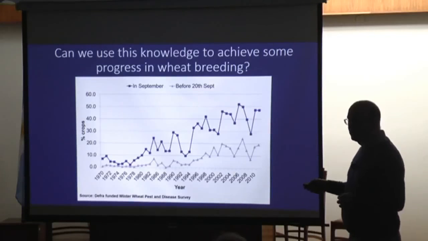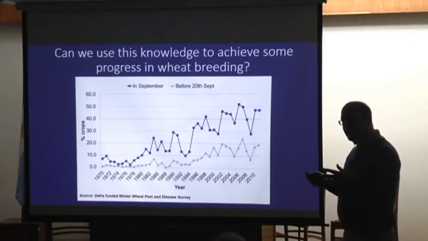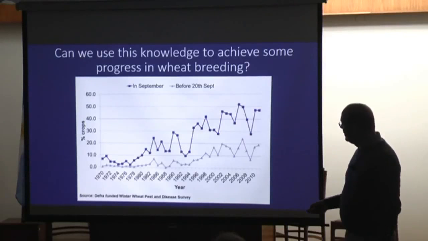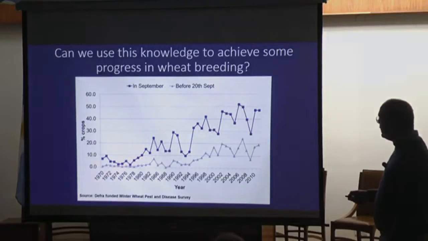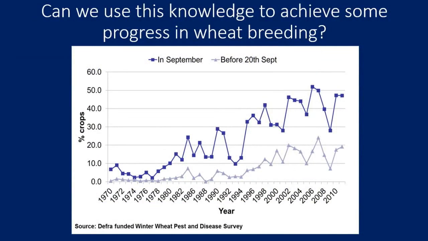From a breeding point of view, the way I'm thinking of trying to apply this knowledge is through drilling date. This is drilling date in the UK, when it was drilled in September or before the 20th of September. It's data centrally collected by DEFRA in the UK, the government department. And you can see that in the 1970s, nobody drilled in September. All drilling was done in October and November.